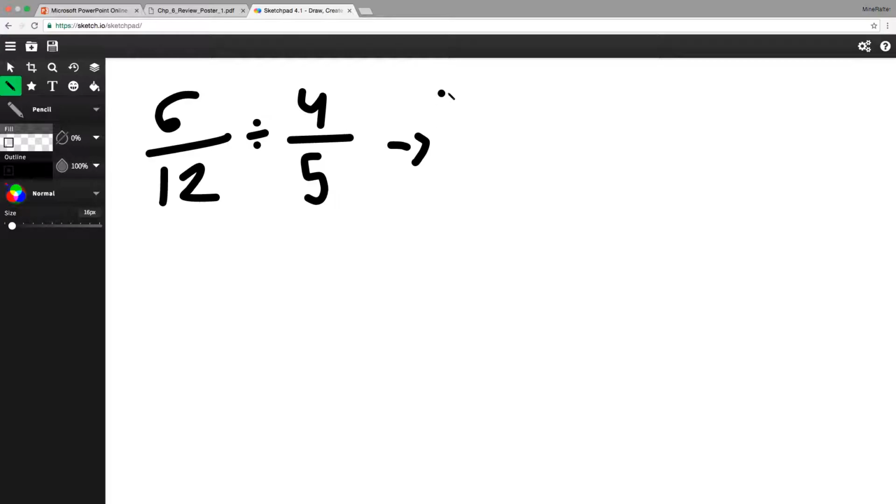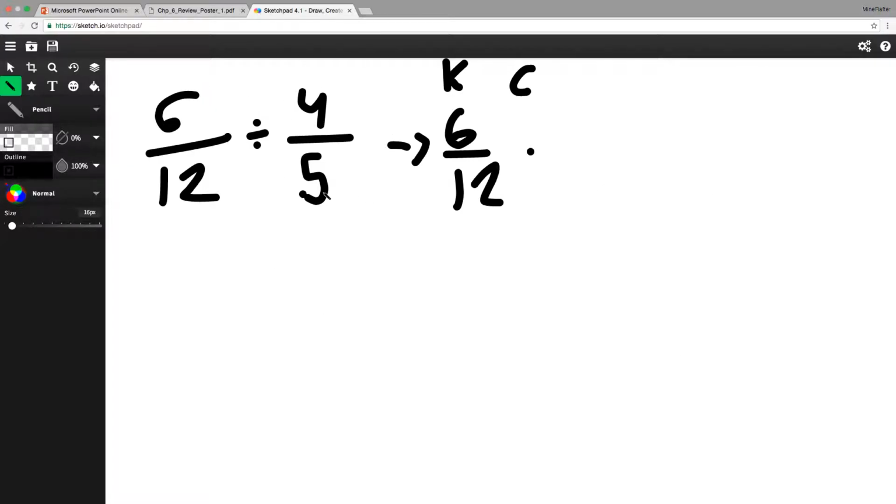KCF rule. So this 6 over 12, that's the K. The K means keep. So you just keep the 6 over 12 how it is. And then over here, the division symbol, that will be C. And C represents change. So you change the division symbol into a multiplication symbol. For the multiplication symbol, I'm going to be using a dot. So the dot represents C, or C represents the dot, any way you want it.